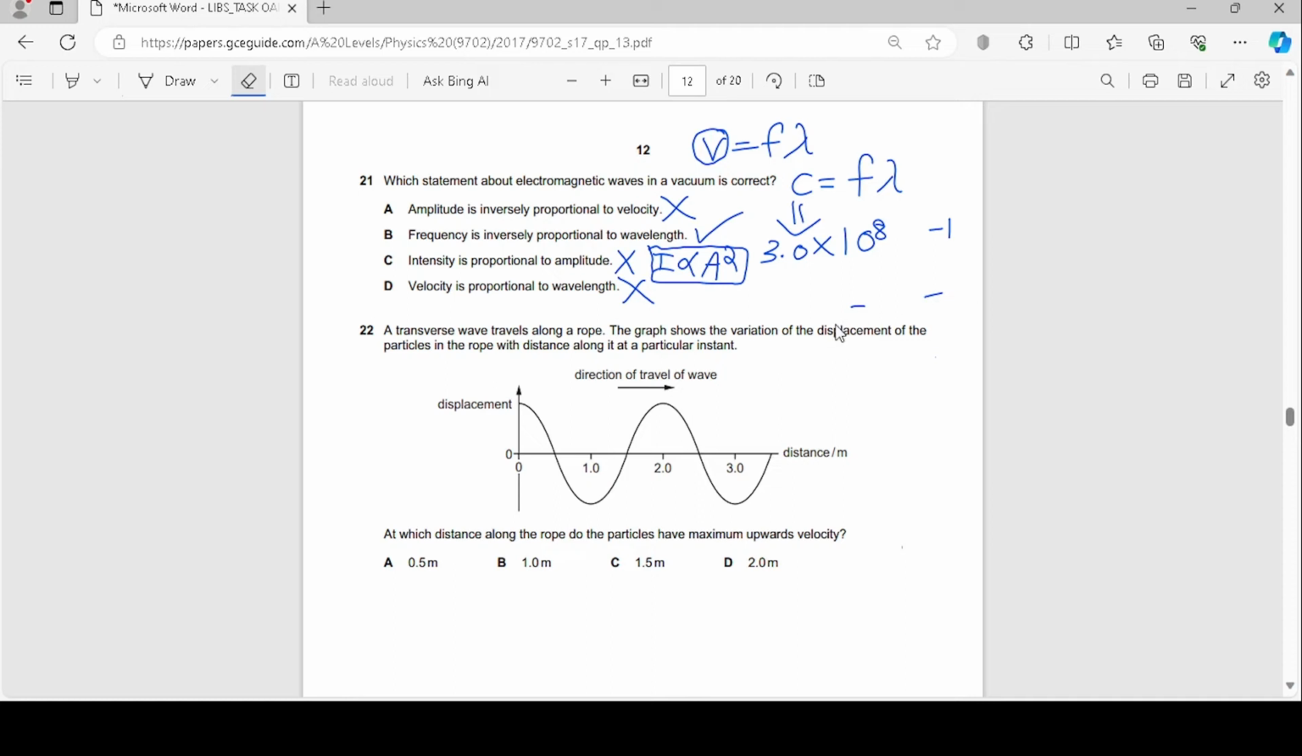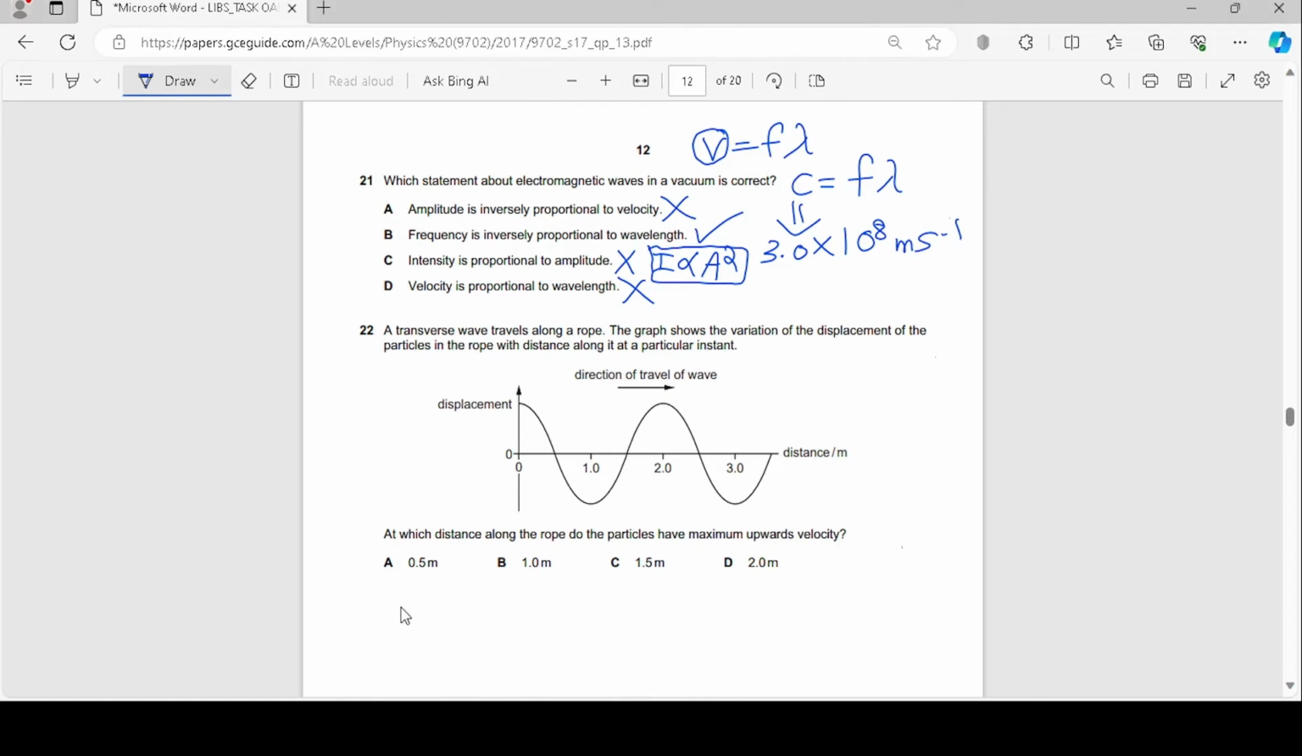Frequency is inversely proportional to wavelength, because anyways in a vacuum you're going to have the velocity of the wave as constant, which is 3.0 times 10 to the power of 8 meters per second. Okay.